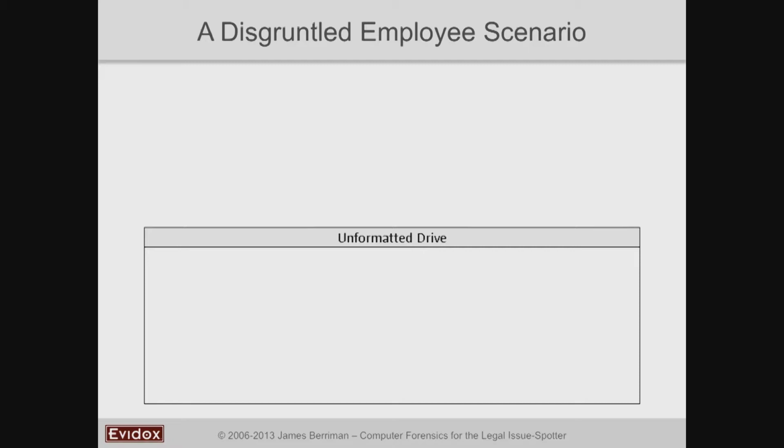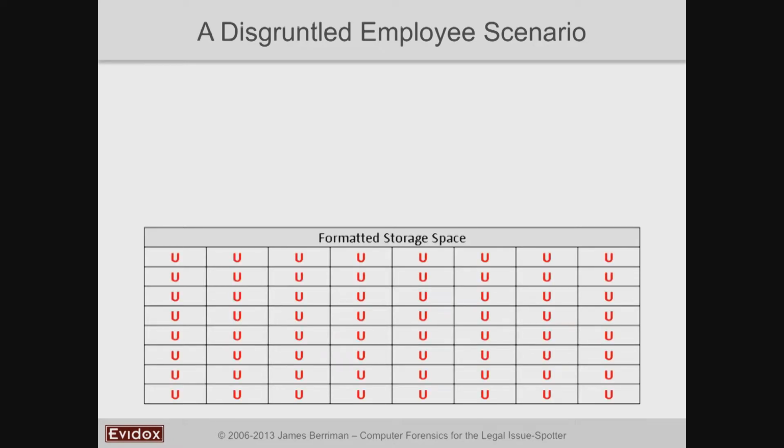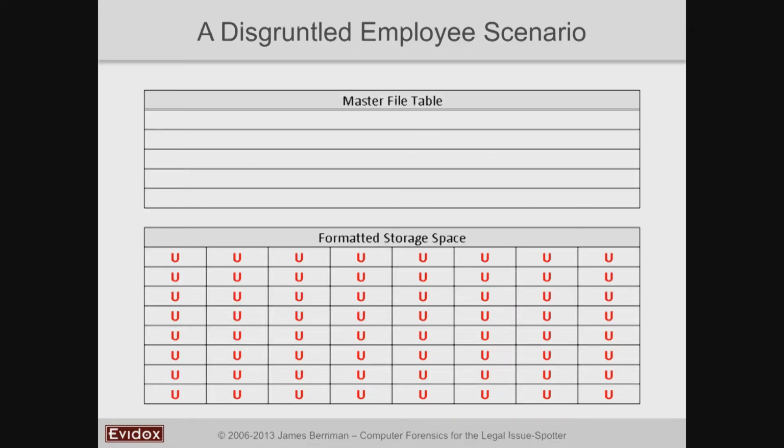So here it is unformatted, just to take us through the steps. We format it. It's all unallocated space because there's no files on it. And the master file table is created and occupies the first set of slots in our available storage space. This is just a schematic, right? And if you look in the master file table, it lists itself as the first file. That's the gray line at the top.